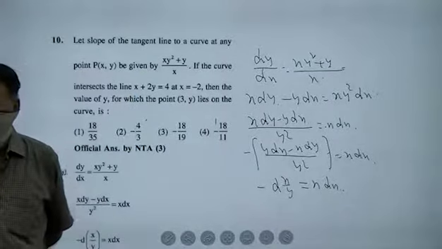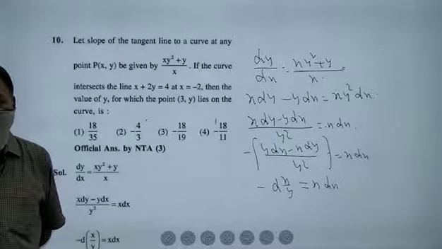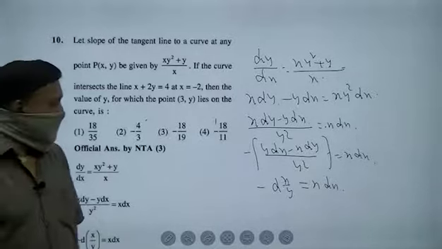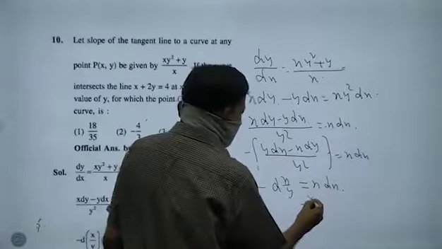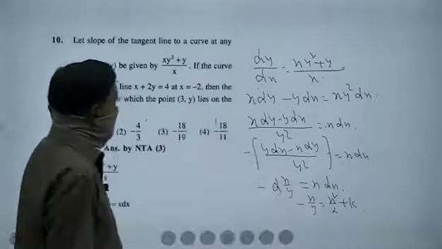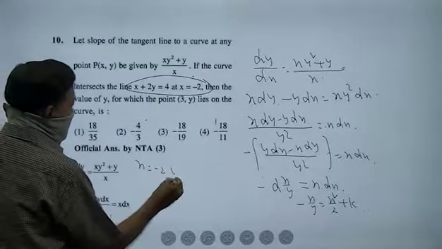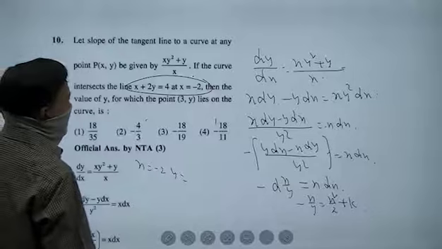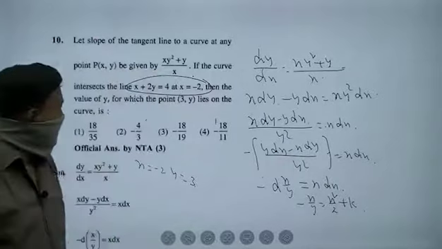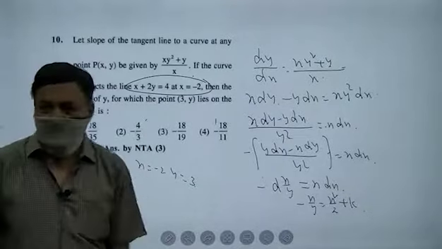Right? Variables separable. Writing exact differentials and separate variables separately. Integrate. So you are going to get minus x by y is equal to x square by 2 plus k. It passes through intersection of these two lines. And x is equal to minus 2, y is what? Y is equal to 3, no? Substitute this point, get k value. Right? Then afterwards substitute 3 comma y, get y.